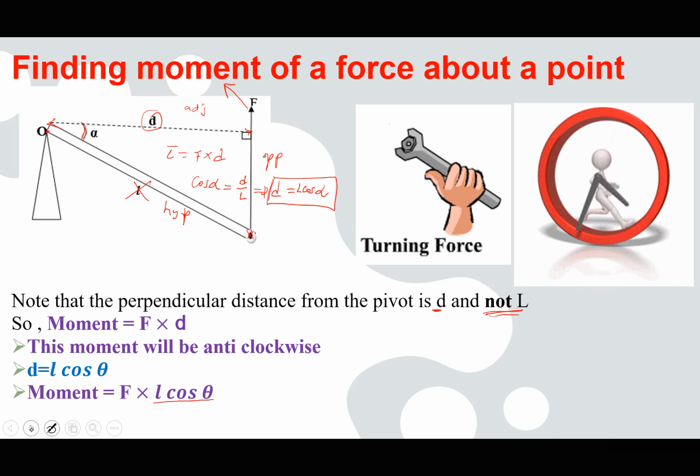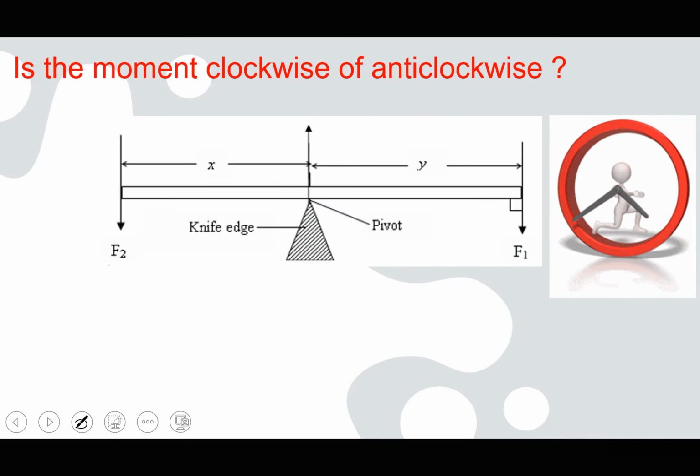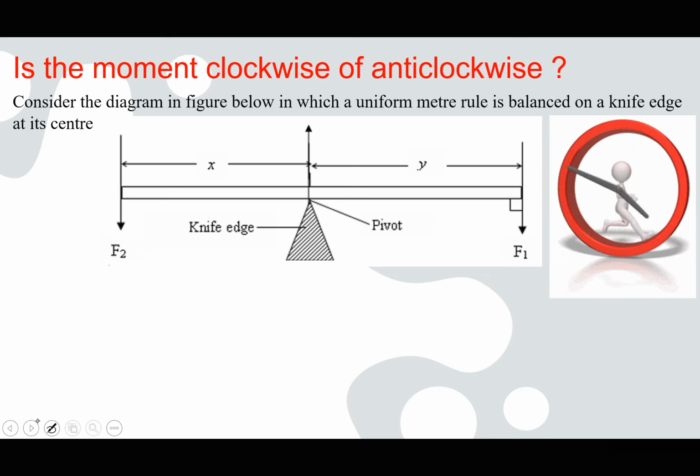Okay, so just to remind us again about IGCSE, how do we tell whether the moment is clockwise or anticlockwise? So let's consider the diagram in the figure below in which a uniform meter rule is balanced on a knife edge. Of course, if it is balanced, later on we shall see that the principle of moments applies. That is, the sum of clockwise moments might be equal to the sum of anticlockwise moments. So, is the moment clockwise or anticlockwise? The easiest way to identify whether the moment is clockwise or anticlockwise is always considering the force alone.